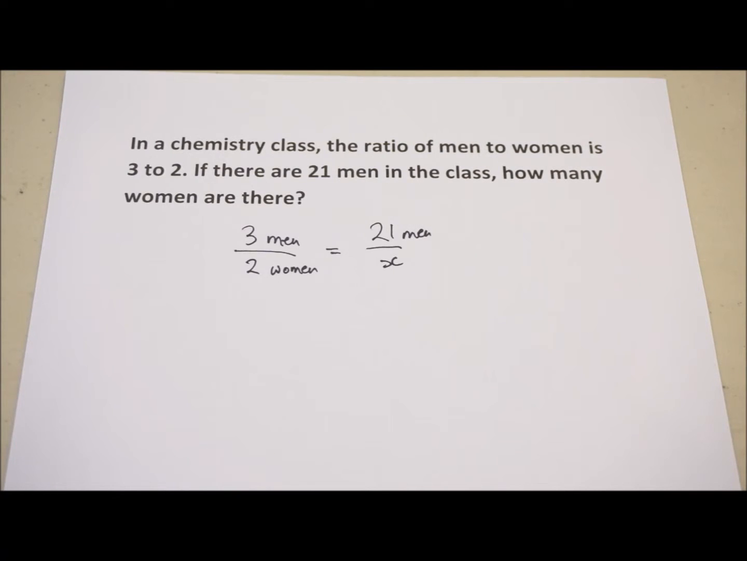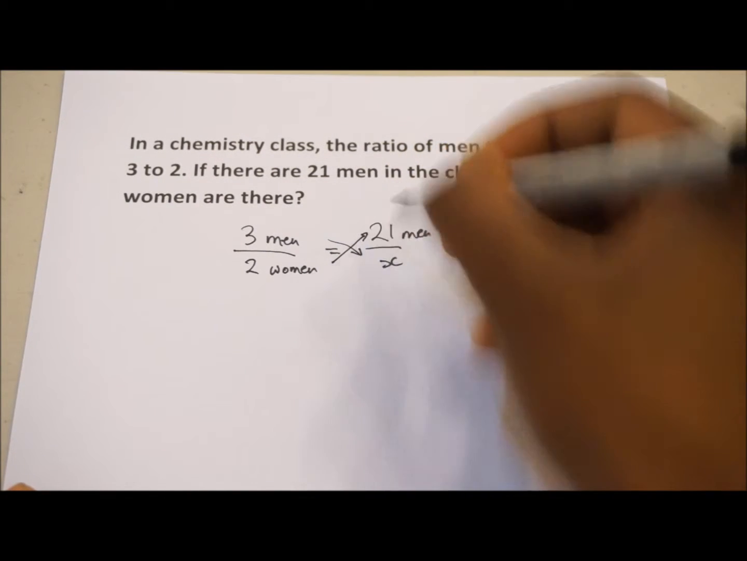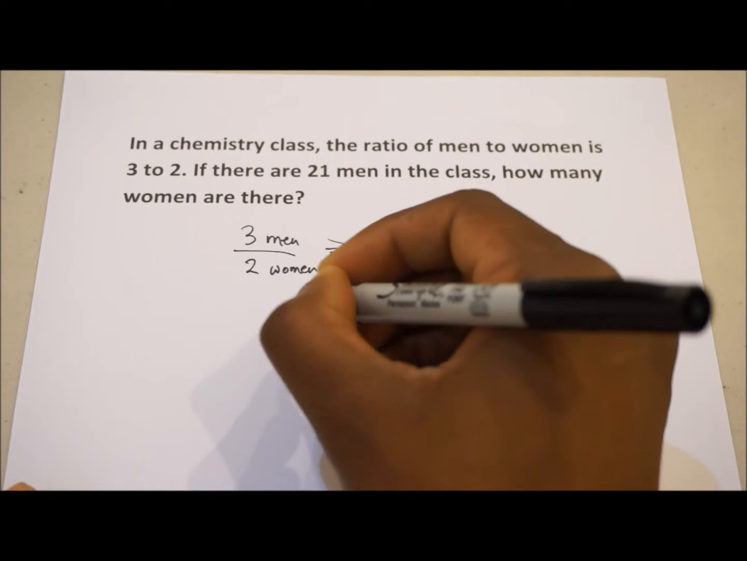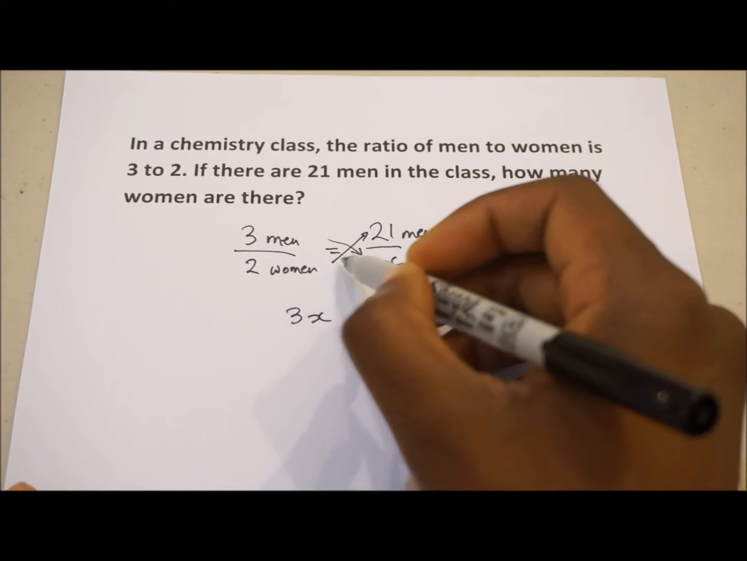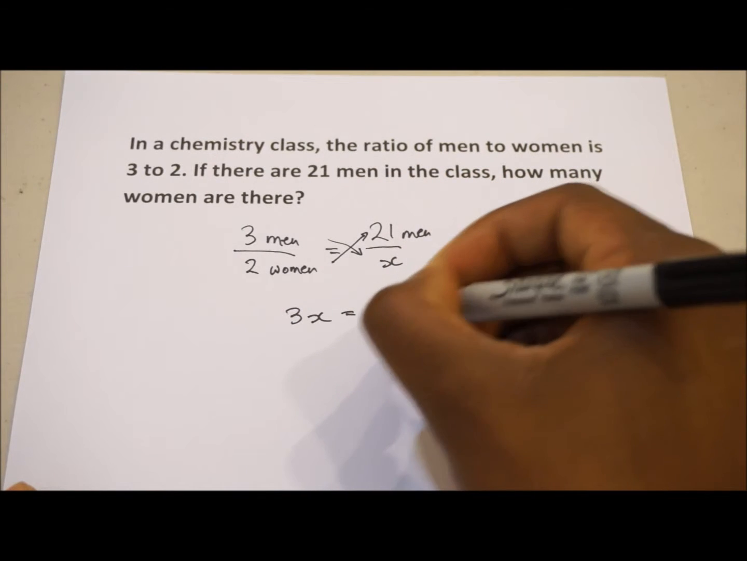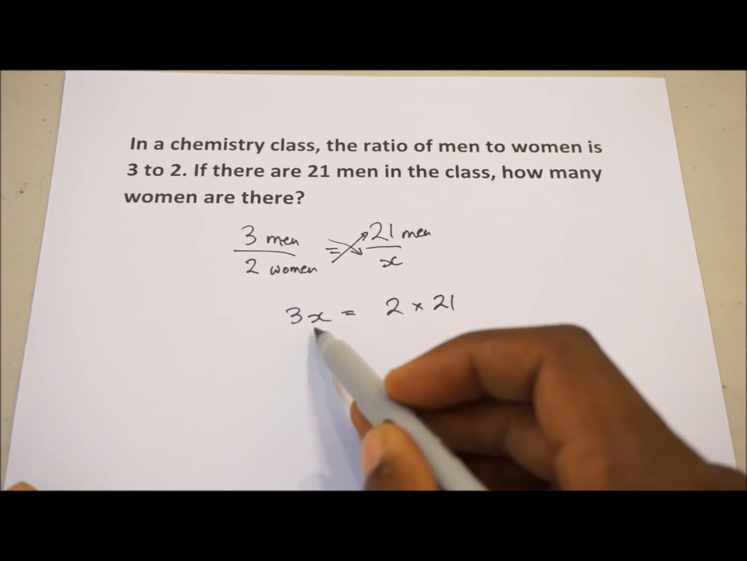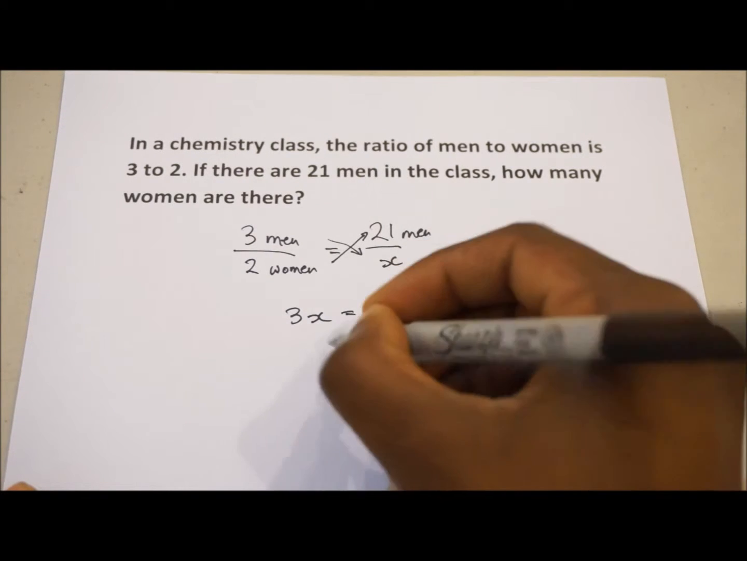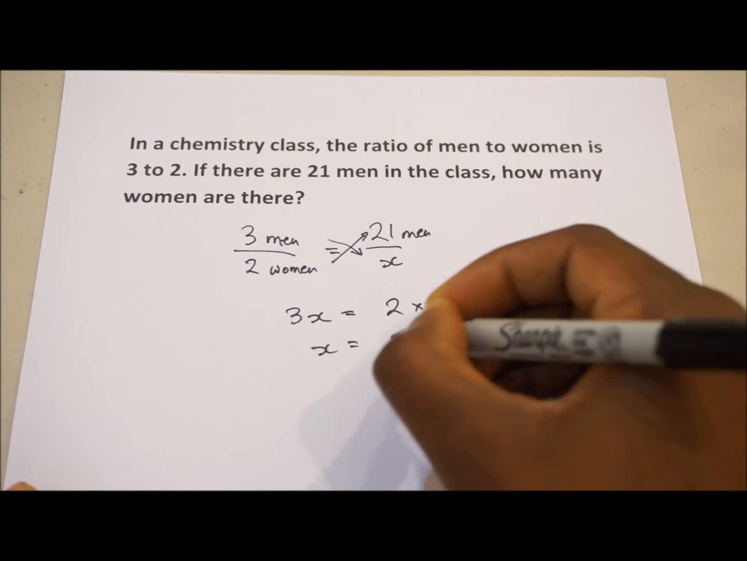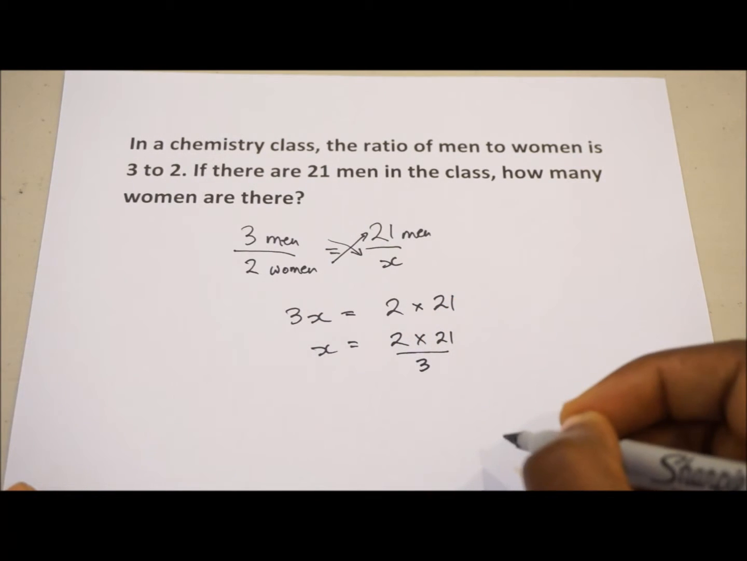From there, I simply use my cross multiplication technique in order to solve my proportion. 3 times X, 2 times 21. 3 times X is 3X. Equal sign returns. 2 times 21. And then remember again, we need to divide by 3. Therefore, X is equal to 2 times 21 divided by 3.